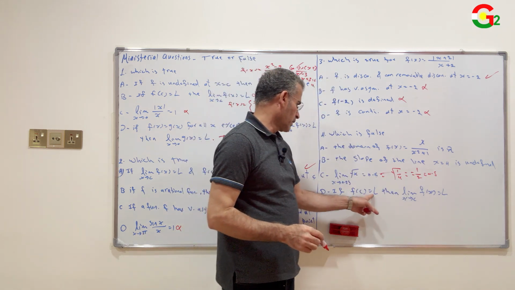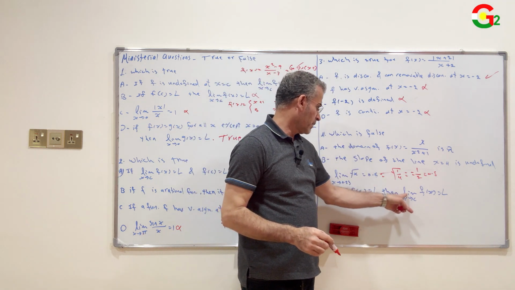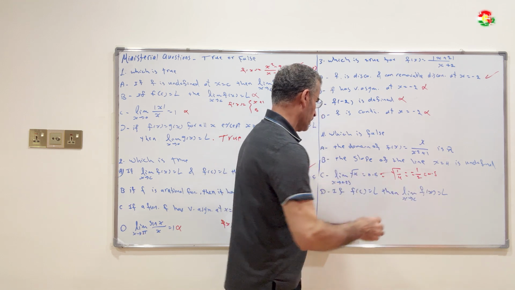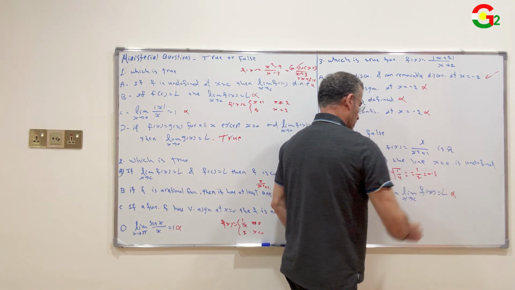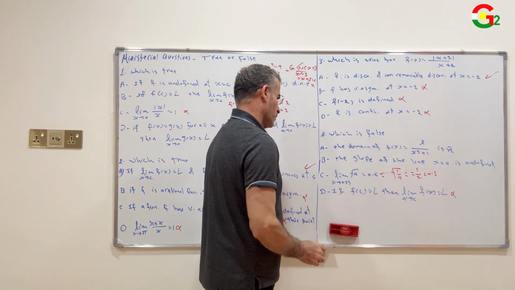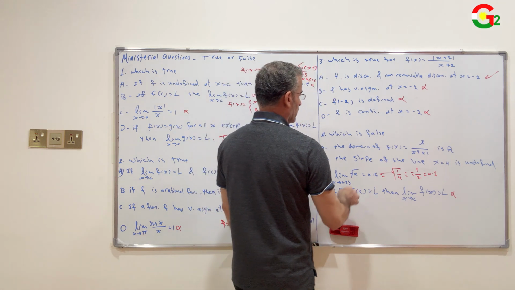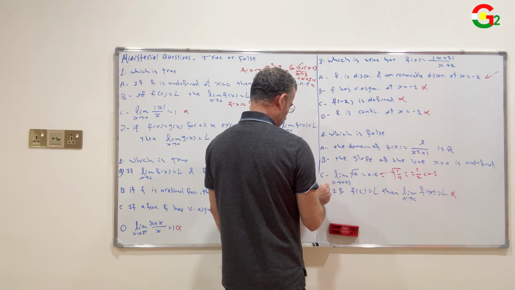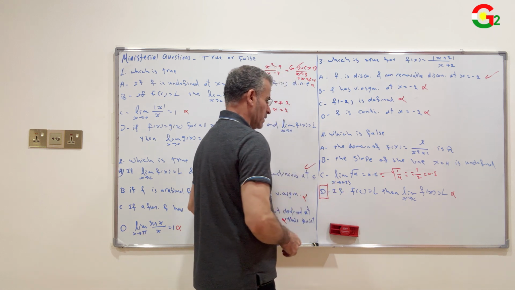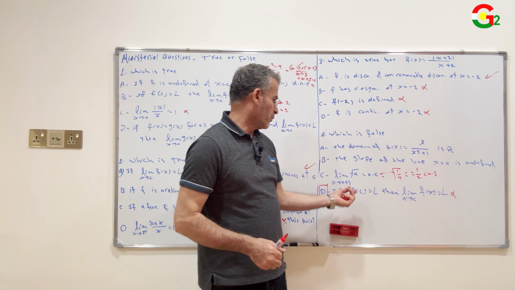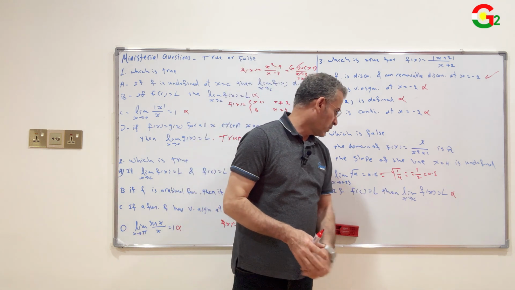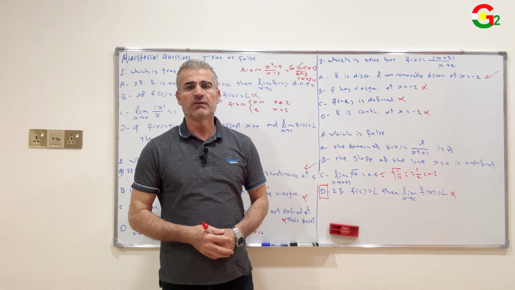If f of c equals L, then the limit of f of x when x approaches c is also L. This statement is wrong. It is the right choice because it is not necessary for the value of the function to be equal to the limit of the function.